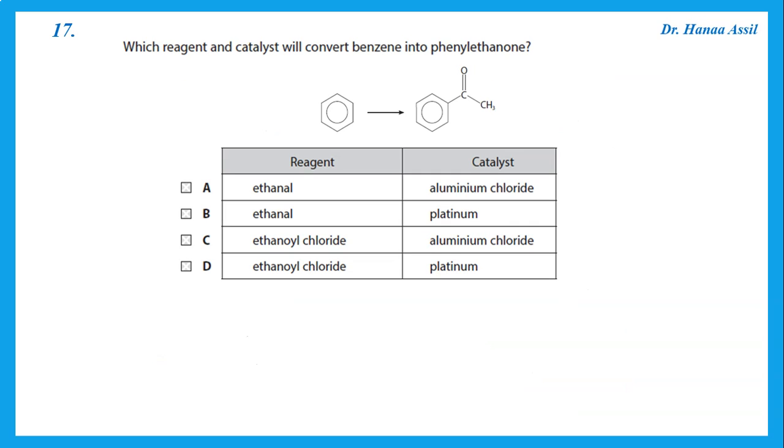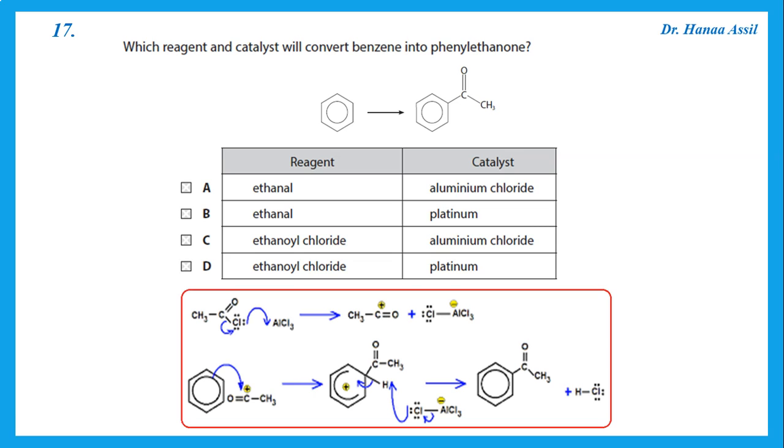Which reagent and catalyst will convert benzene into phenylethanone? You can see phenylethanone. We put the C double bond O CH3 on the benzene ring. Now, if I have this kind of reaction, you should know that this kind of reaction is electrophilic substitution. How does it occur? I need what to react? I need this group, CH3 C double bond O, with a Cl on it. So what I want is ethanoyl chloride.